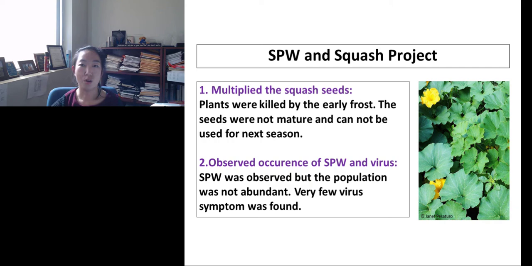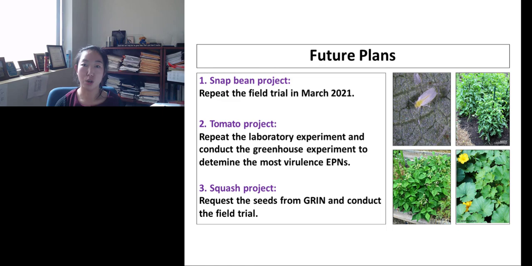That's all for the 3 vegetables in our project. Here we want to talk about the future plans. The first is the snap bean project. We will keep checking the data for the pollinators, natural enemies, and other insects on the snap bean plants, and analyze the data to evaluate the interaction among the sweet potato whitefly, the natural enemies, and the pollinators. We will also repeat the whole field trial in March 2021.